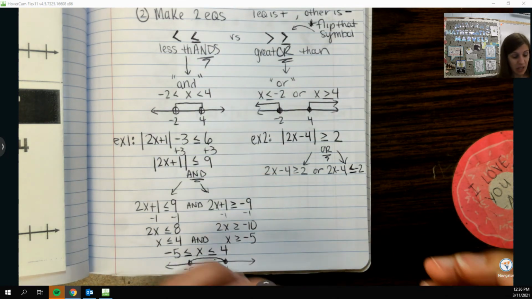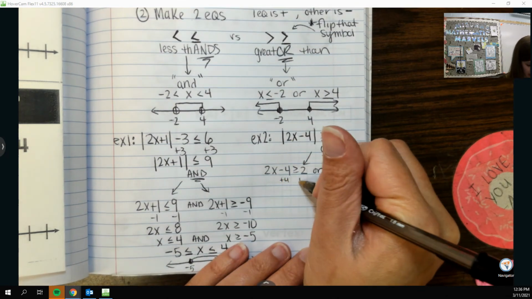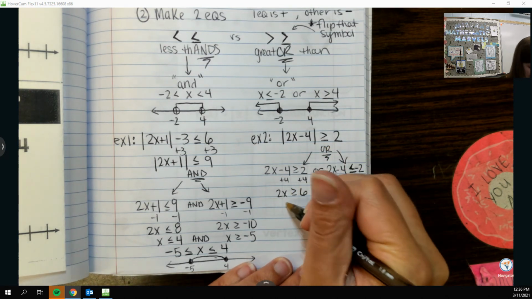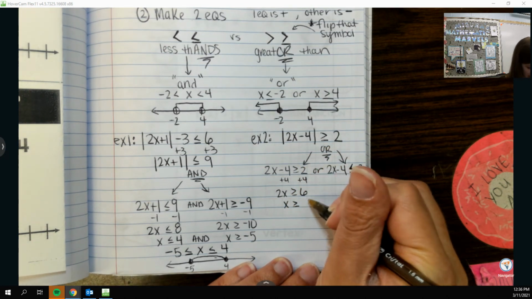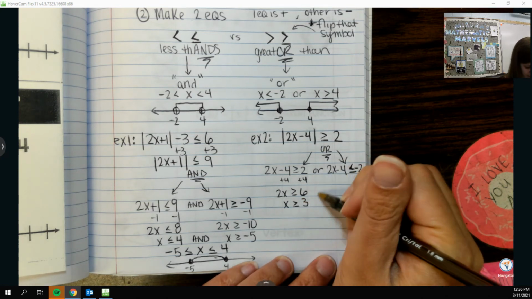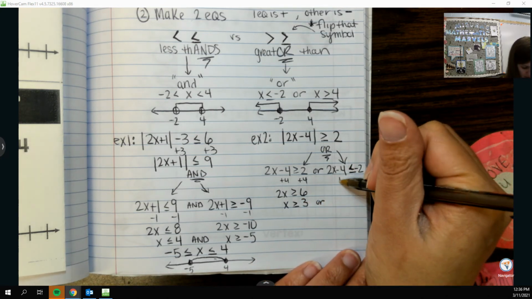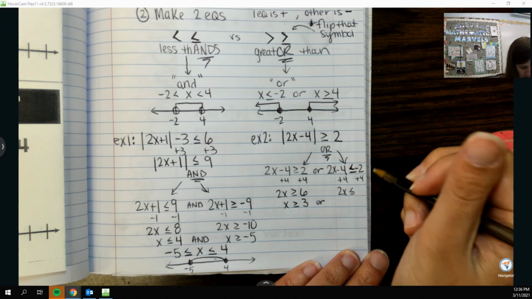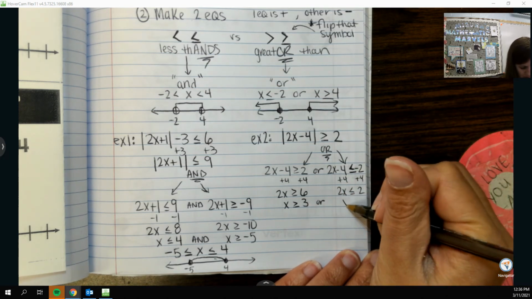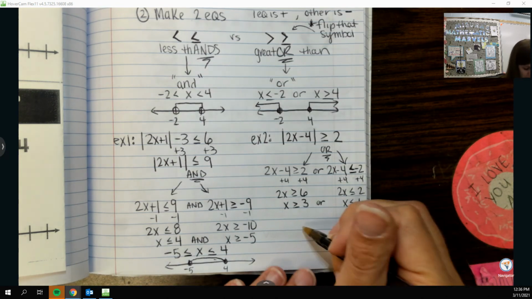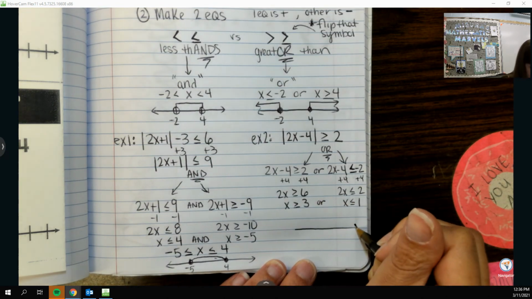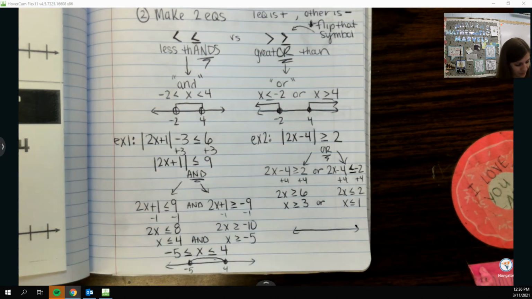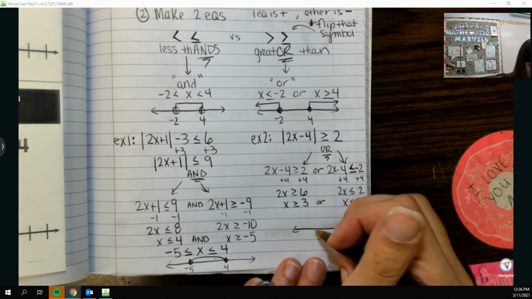Okay, then we just solve each one. So I'd add my 4. So 2x is greater than or equal to 6. Divide the 2, so x is greater than or equal to 3. Or add that 4 over here, and so 2x is less than or equal to 2. So x is less than or equal to 1. So if you really think about that, x is bigger than 3 or smaller than 1. Like that's definitely an or. It's got to go one way or the other.